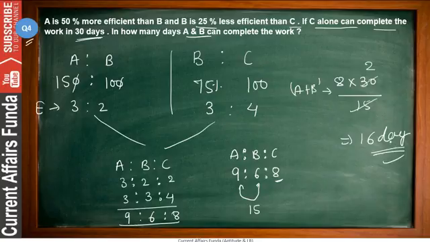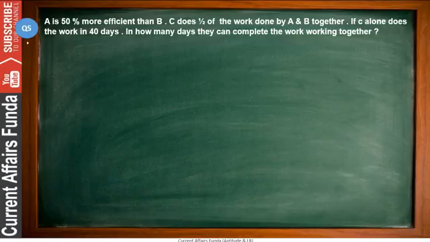Okay, now let's move to the next problem, friends. This is problem number 5. Problem number 5 is saying A is 50% more efficient than B, and C does half of the work done by A and B together. If C alone does the work in 40 days, in how many days can they complete the work working together? Friends, this question is very tricky and very important. So first of all, pause the video and solve this question by yourself. If you are unable to solve this problem, then I will decode it for you.